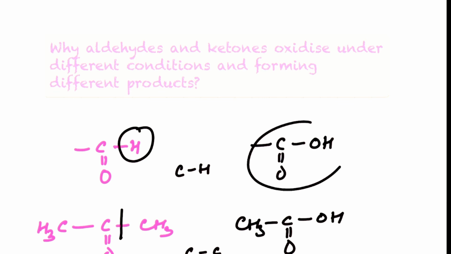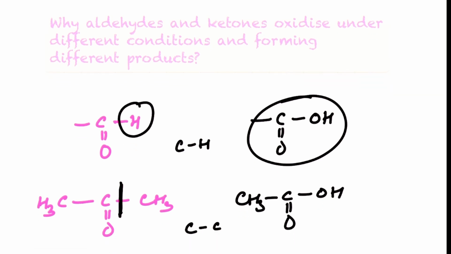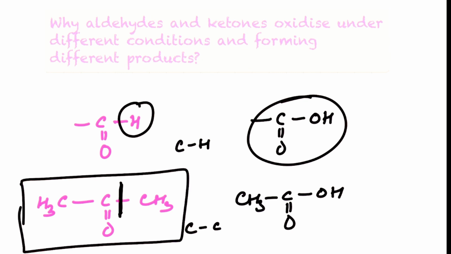This will give COOH, giving you the same number of carbon atoms. Here there has to be a cleavage. So the products are going to be more than one, and they will have a different number of carbon atoms than the reactant. Suppose this has 3 carbons, so we will get a 2 carbon and a 1 carbon acid.